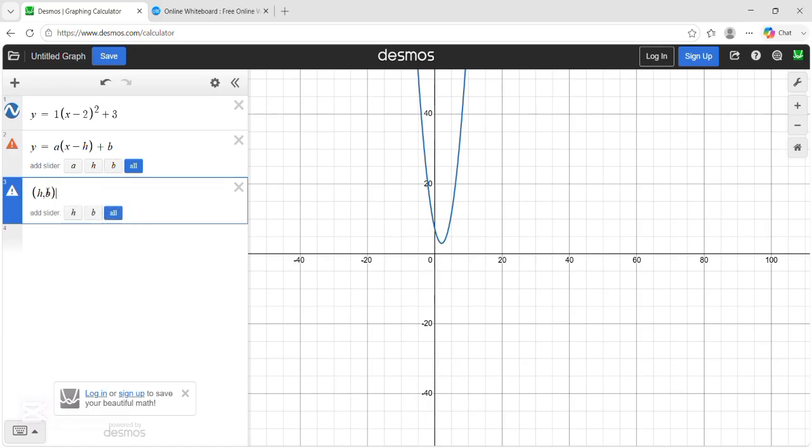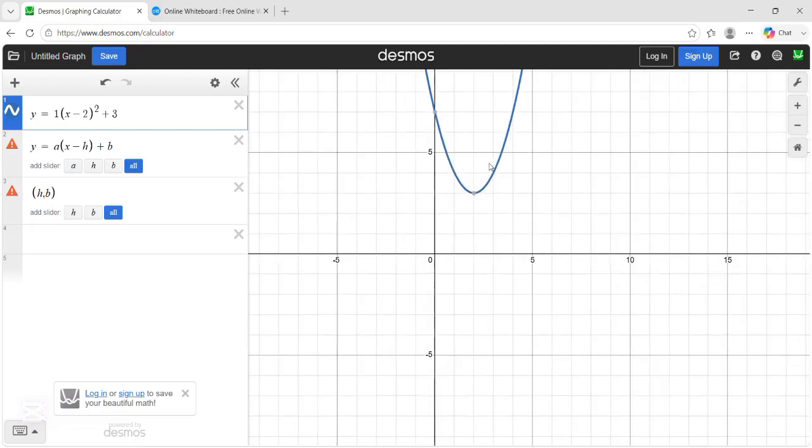Whatever your value is over here, you just do the opposite of it. So if it's minus 2, it's going to be 2. In this case, h is 2 and b is this constant, which is 3. So you would be right to say that the turning point is 2, 3. If you zoom in, you can see that the actual turning point is 2, 3. That's how you know your answer is correct.